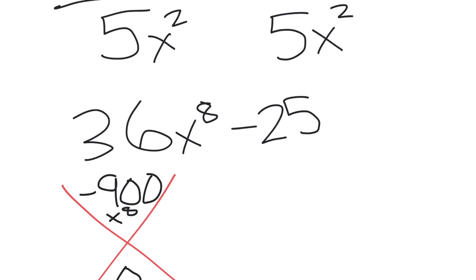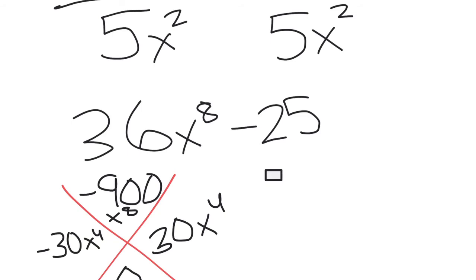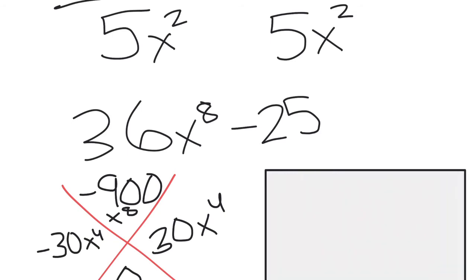So again, we have to figure out what two numbers will multiply to equal the top one and add up to equal the bottom one. The easy way to do that would be 30x to the 4th and negative 30x to the 4th. So again, we're going to do that box, and we are going to draw our lines down the middle.